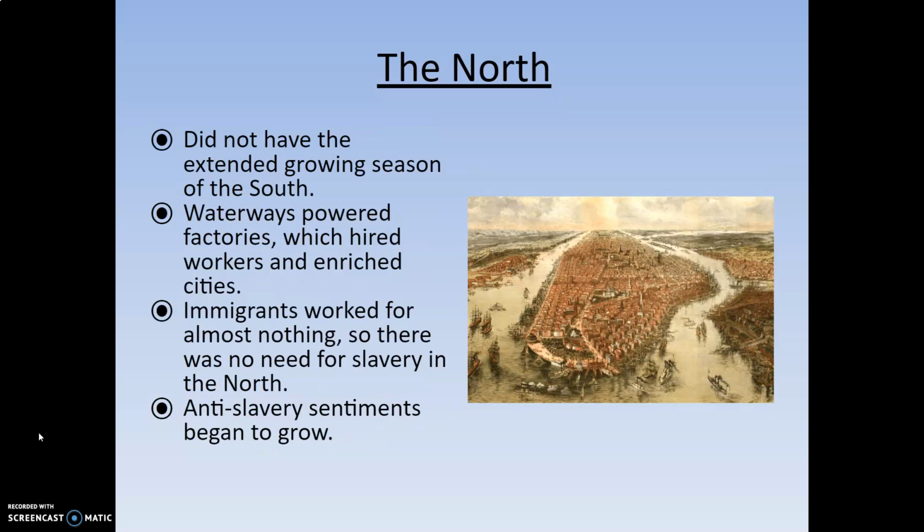Okay, the North did not have an extended growing season like the South did. However, their waterways powered factories which hired workers and enriched cities. And their labor force, the immigrants, worked for almost nothing, so there was no need for slavery in the North. So anti-slavery sentiments began to grow.